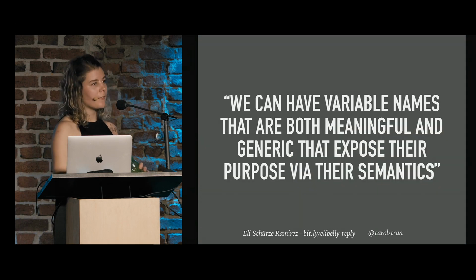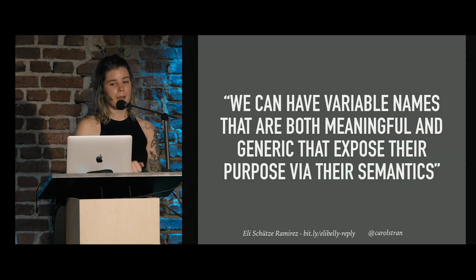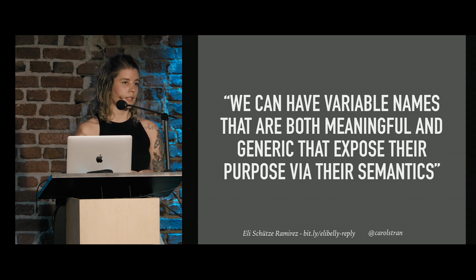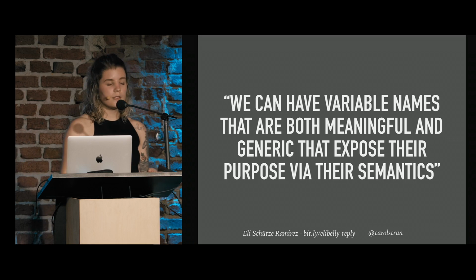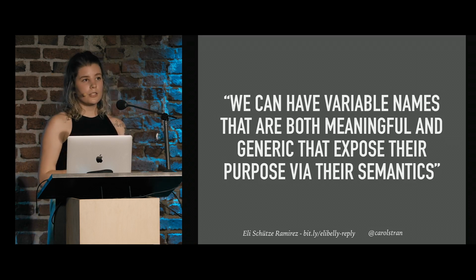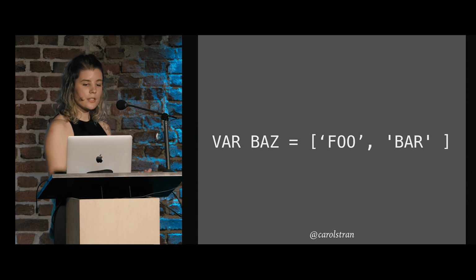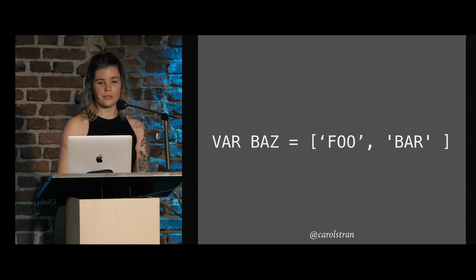In a discussion about this, Ellie Ramirez, who is a UI developer based in London, once said that we can have variable names that are both meaningful and generic, that expose their purpose via their semantics. And she uses the example of an array, and I want to dig into that a bit further. So here's an array named Baz with two items, foo and bar.